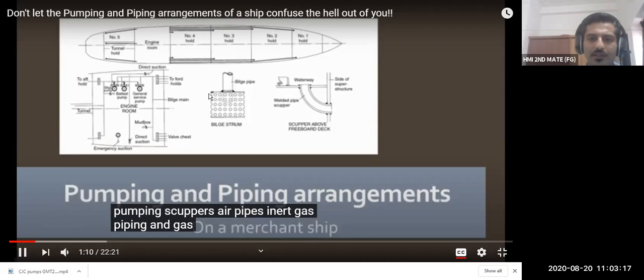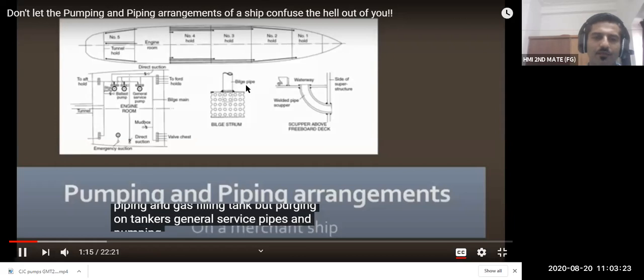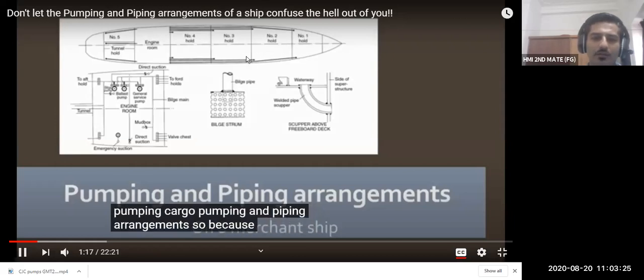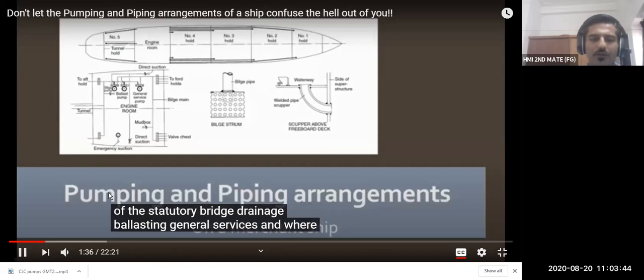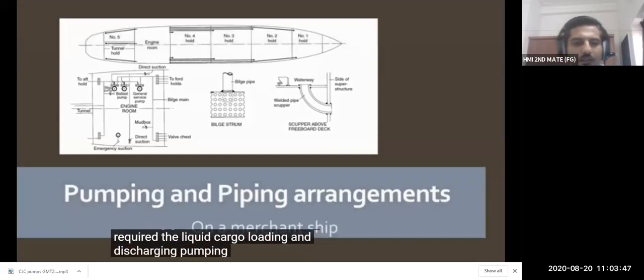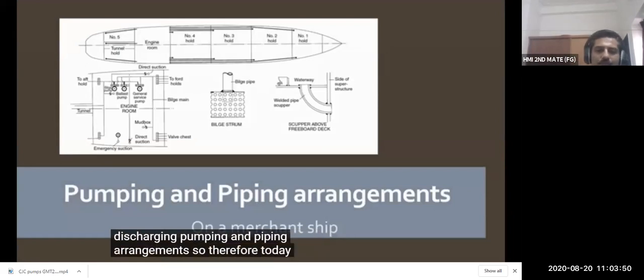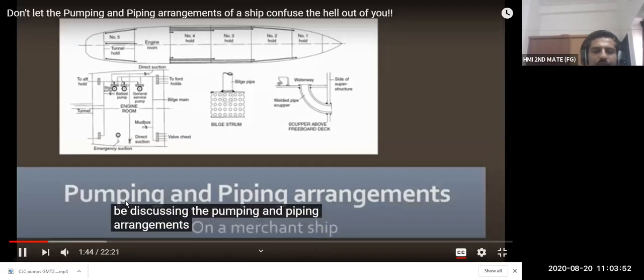You have the bilges and strainers and scuppers. So you have around 5 tanks, 1, 2, 3, 4, 5. Then sometimes you have the engine room here, and then you have number 5 tank also. Then how we do the drainage, ballasting, everything, we will see. Let's discuss the pumping and piping arrangements.